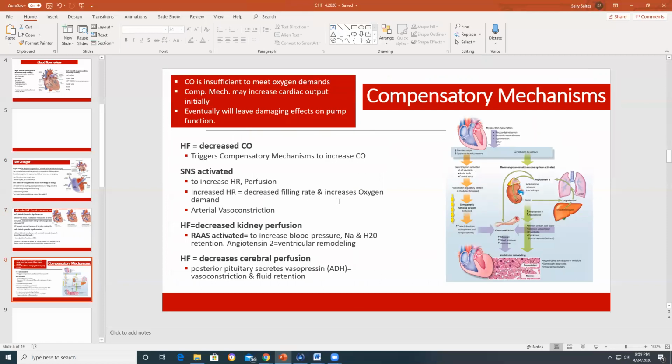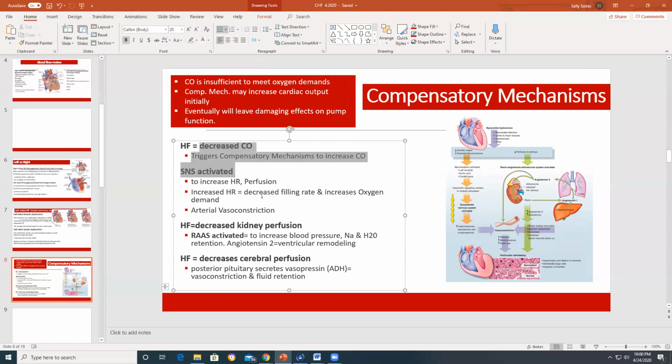So when our cardiac output does decrease from heart failure, there's a few things our body does to compensate because it really wants to get that cardiac output up. So if we do have insufficient cardiac output to meet the demands of our body, the oxygen demands, then our organs and our brain will tell our body, hey, something is going on. I need you to help me out here because I'm not getting oxygenated enough.